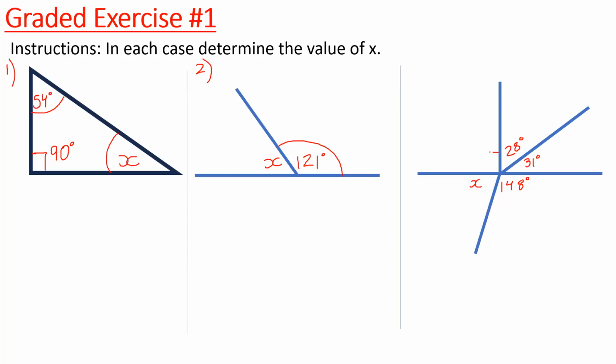Again, what does the box represent? 90 degrees, very good. So in this case, we want to figure out the value of X. This is number 3.